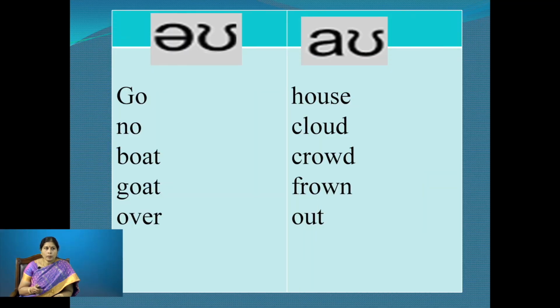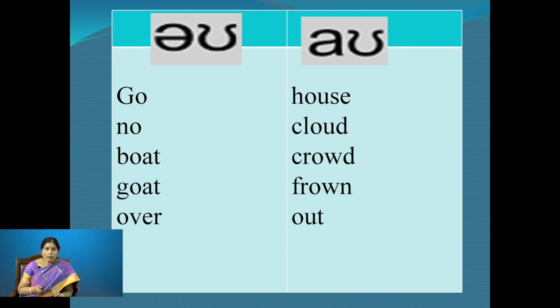Let us move on to these two vowels where it ends with the oo sound, like in go, no, boat, goat, over. So here, how is the tongue moving from one position to another? This is a glide from a central unrounded vowel between half close and half open to a centralized back rounded vowel just above the half close position.